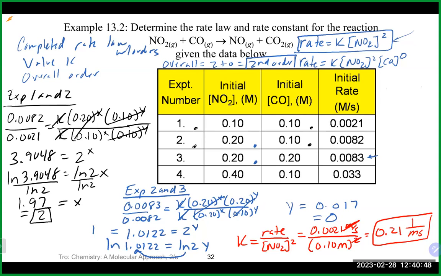Yeah, because there's really no way to find K until you know the orders. And so you have to actually get the rate law first in order to find K, because you won't know if you should square it or not square it, those type of things. Other questions? So that definitely is the process in these type of problems: get the individual orders, write the complete rate law, and then get the rate constant at the end. Other questions on that?